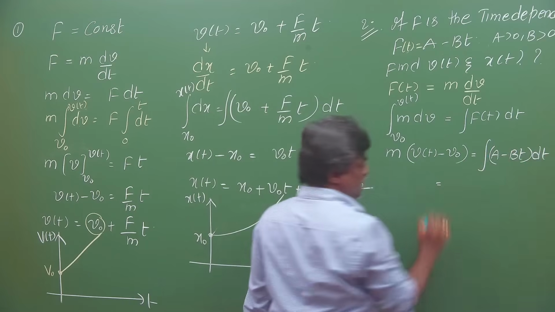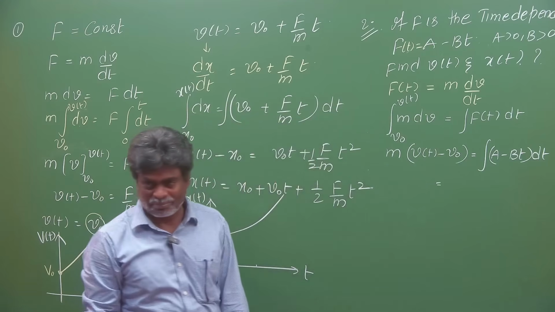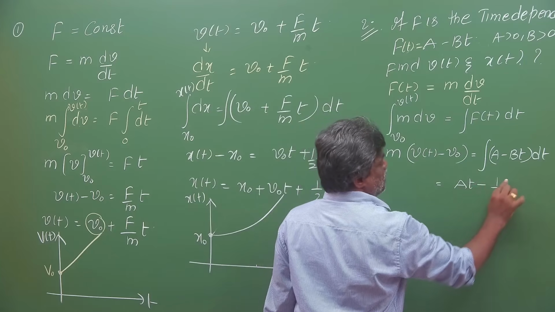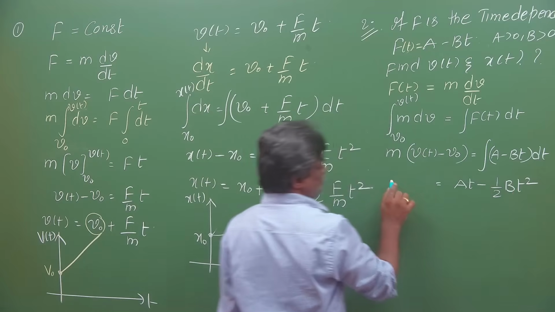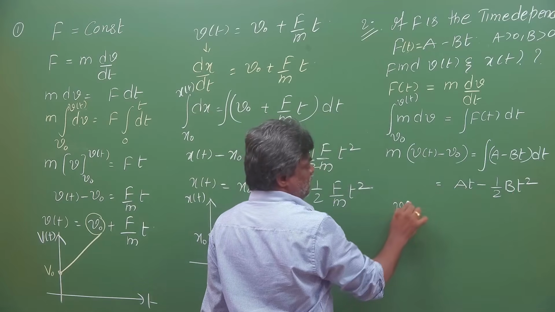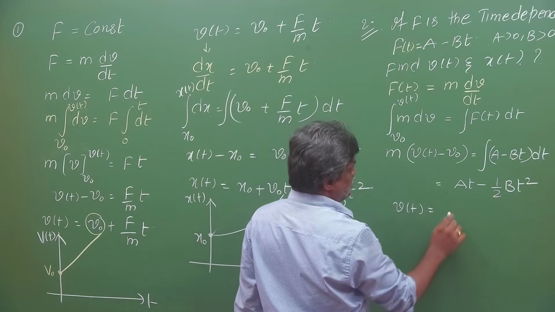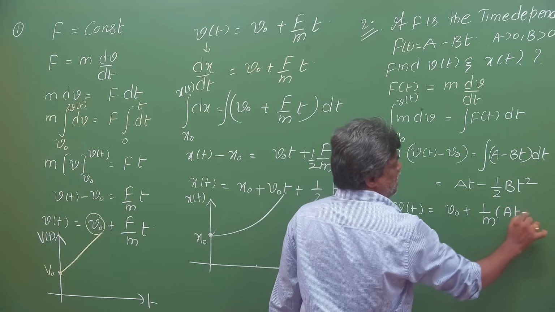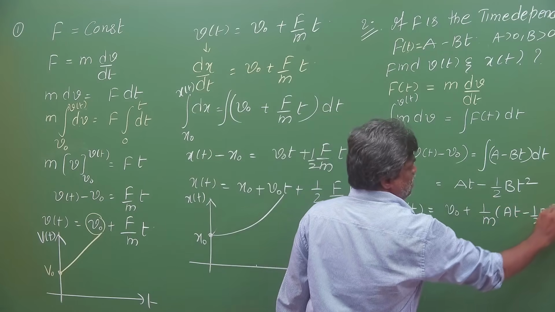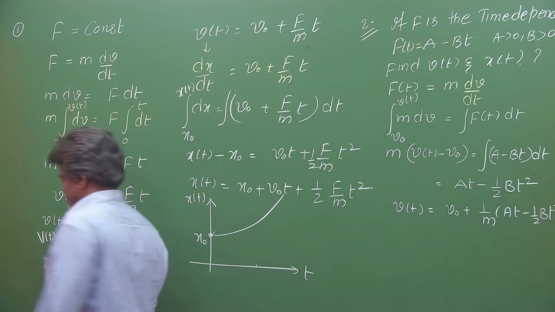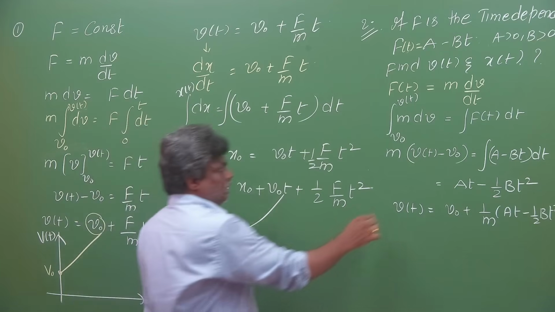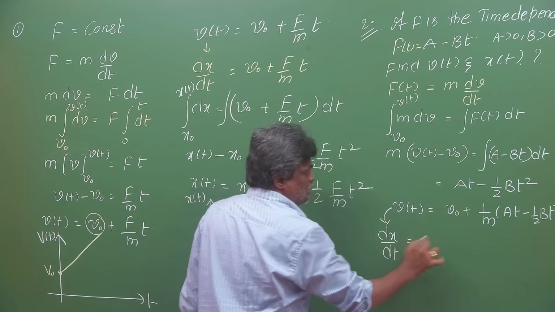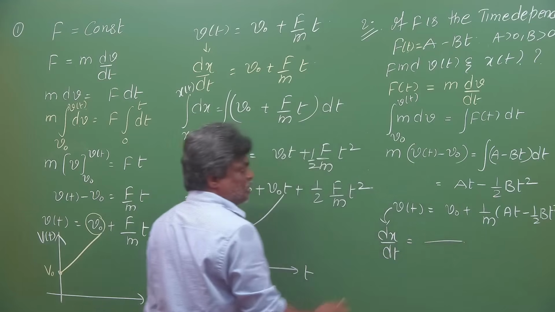I hope you are copying. Are you copying? At minus half bt square. So you can find v of t equal to how much, Naina? V naught plus 1 by m into at minus half bt square. Next, immediately go for v is nothing but dx by dt. Come on, be confident. Just again cross multiply.